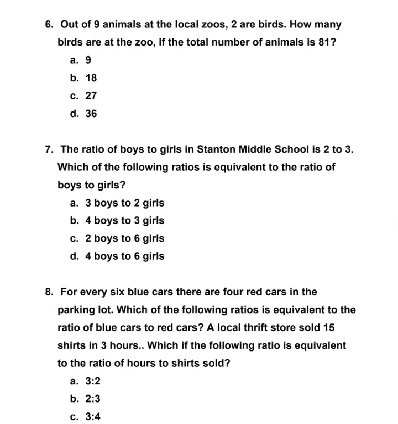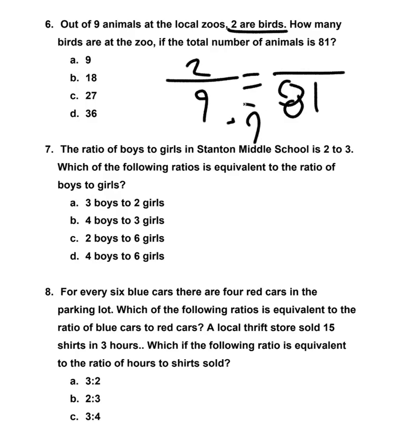Out of 9 animals at the local zoo, 2 are birds. How many birds are at the zoo if the total number of animals is 81? So 2 out of 9 animals are birds. And then our denominator for the total number is 81. So we know that 9 times 9 is 81. So times 9. And to find the numerator here, we multiply 2 by 9 to get 18.